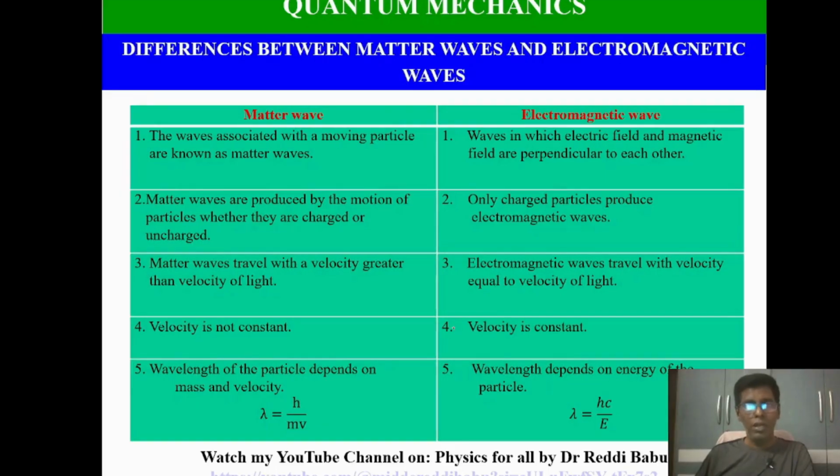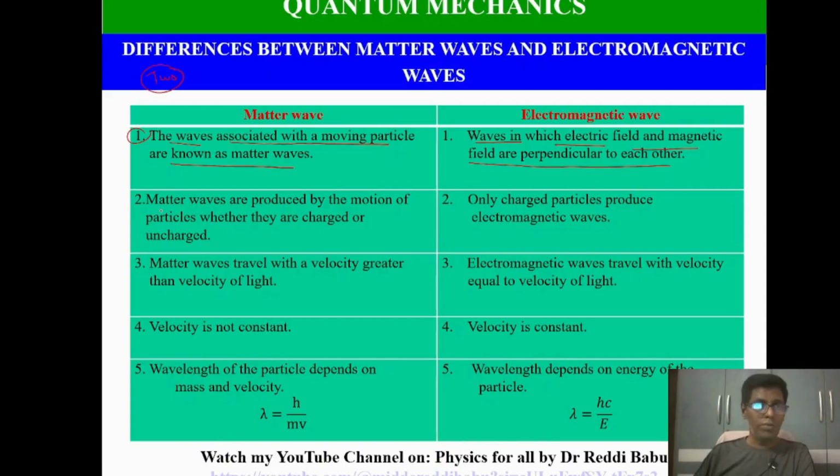Now, coming to a very important question. Generally, this question is frequently asked in the 2 marks or short answer category. This is the difference between the matter wave and the electromagnetic wave. The very first difference is that the waves associated with a moving particle are called matter waves. Now, coming to the electromagnetic wave, it is a wave in which the electric field and magnetic field are perpendicular to each other. This is called the electromagnetic wave nature.